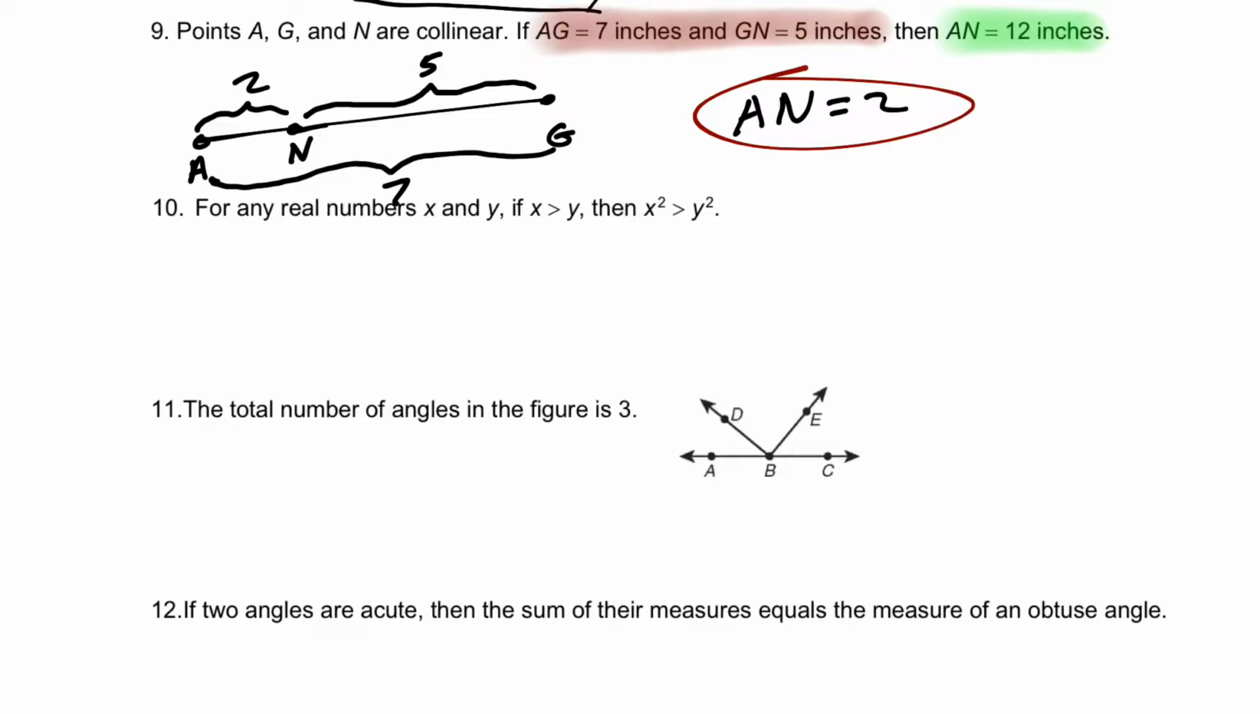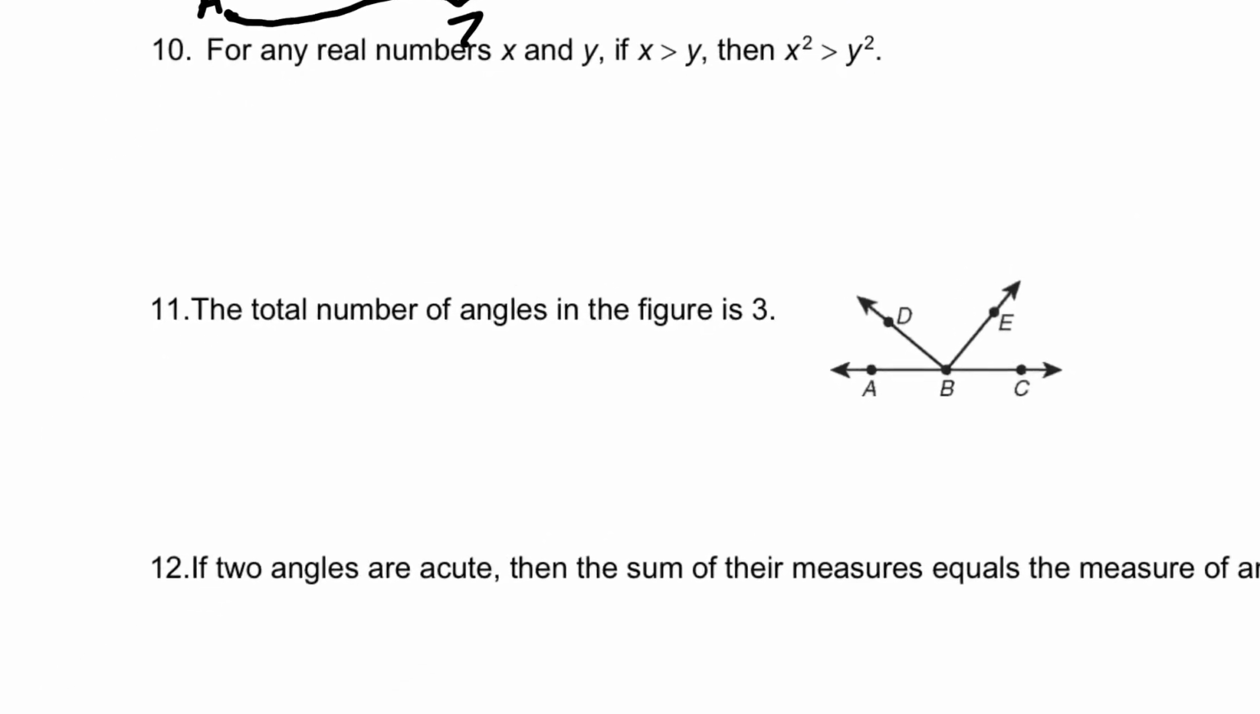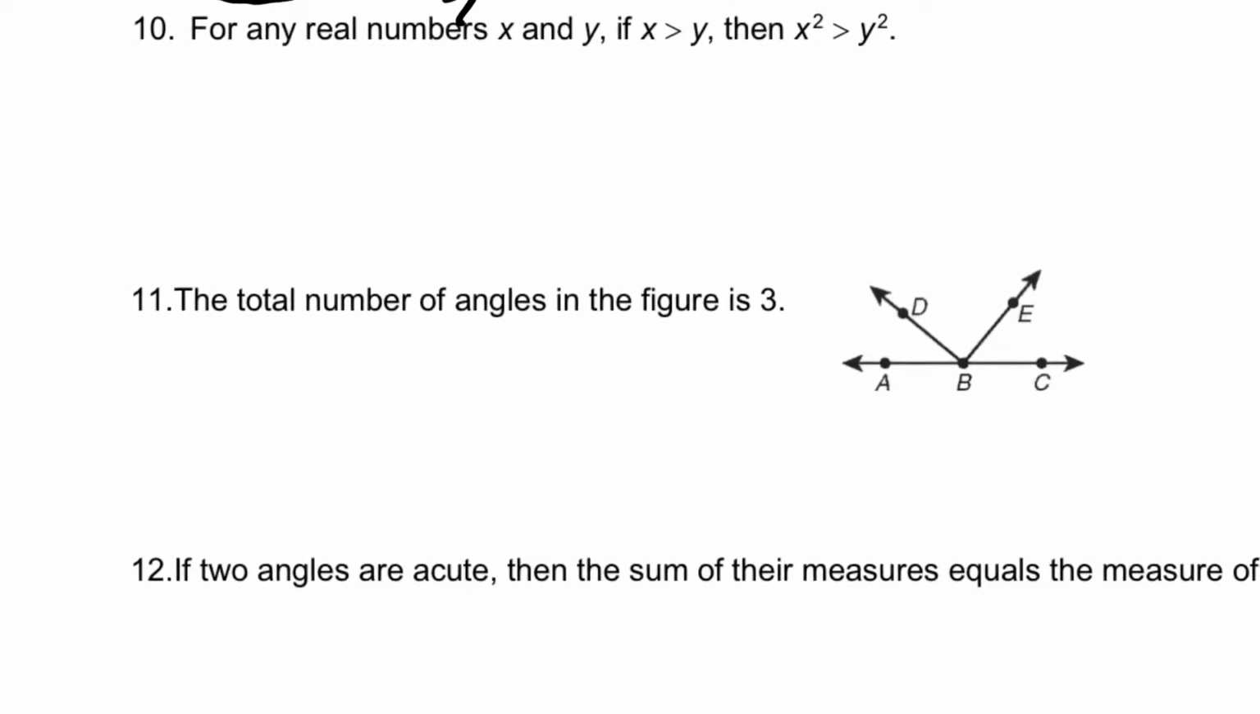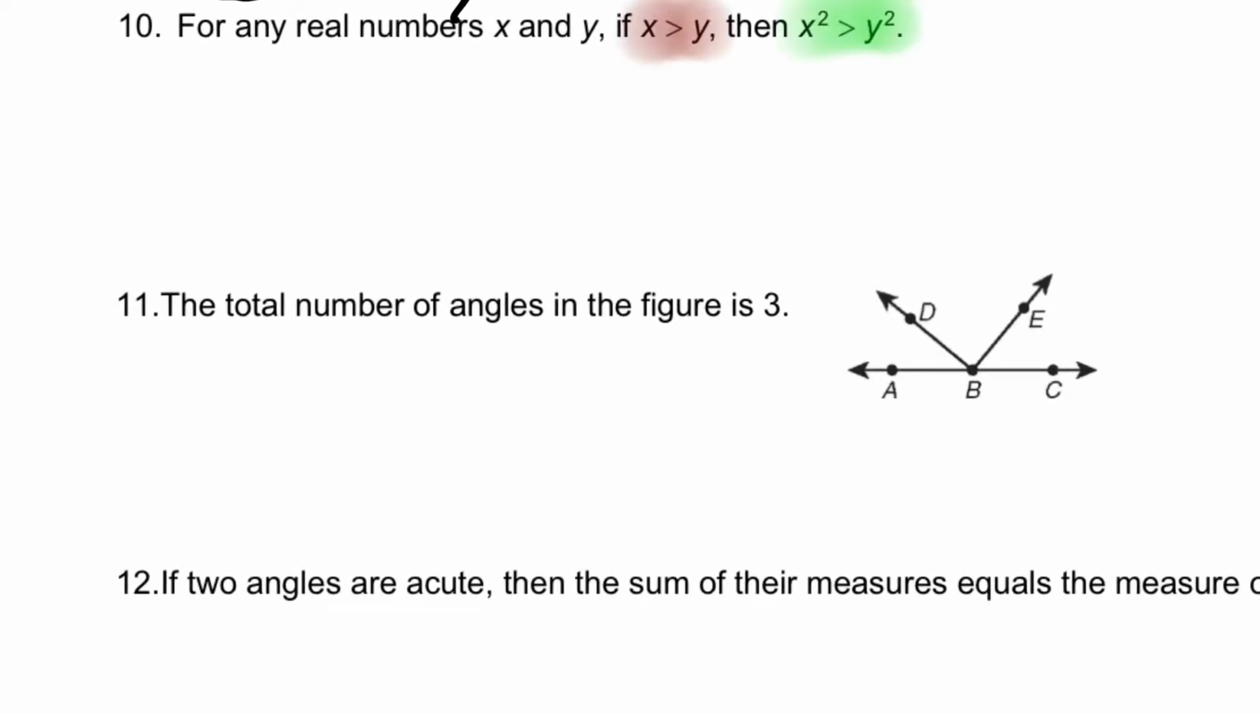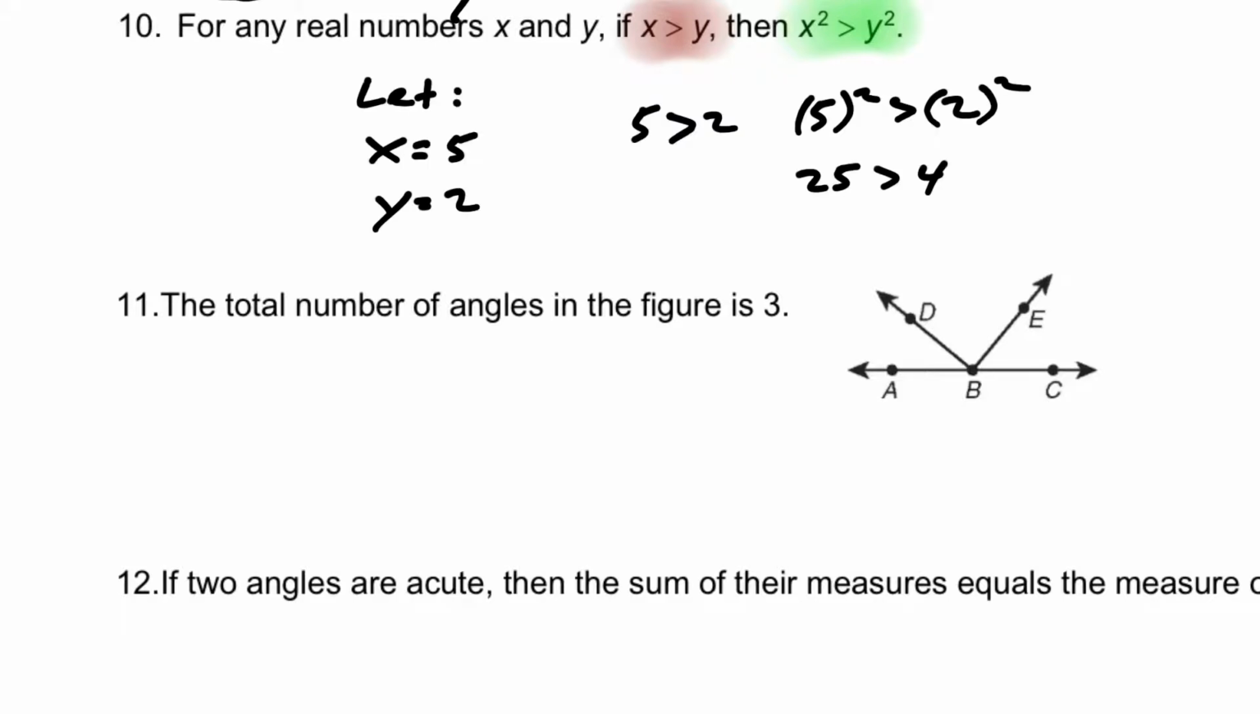Now let's look at number 10. I've highlighted the if part in red and the then part in green. So let's look at a specific example. Let's make something up and see what happens. The example I made up, I said, well, let's first of all, x and y can be any real numbers. So I just chose x equals 5, y equals 2.